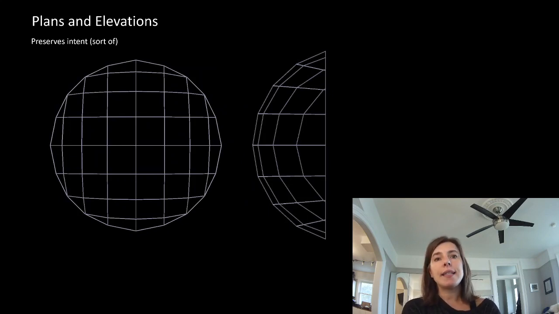So our classic method of representing that would be a plan and an elevation. Again, this still preserves intent, but on something complex, there's almost no measurable information we can give them. Intent is there if you're used to looking at things from 2D to 3D.